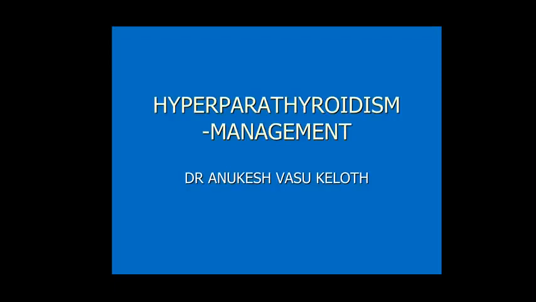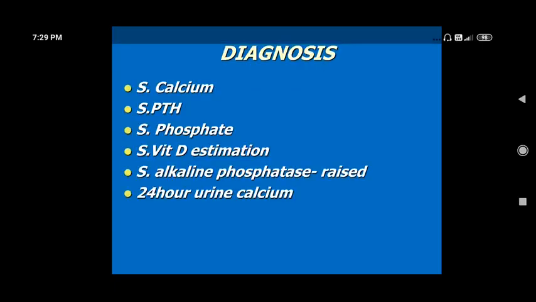This is the second part of the session on hyperparathyroidism. Today we'll discuss the investigations and management. So the blood investigations include serum calcium, serum parathyroid hormone, serum phosphate, serum vitamin D, serum alkaline phosphatase, and the 24-hour urine calcium. These investigations will help us in differentiating the various types of hyperparathyroidism based on the etiology.